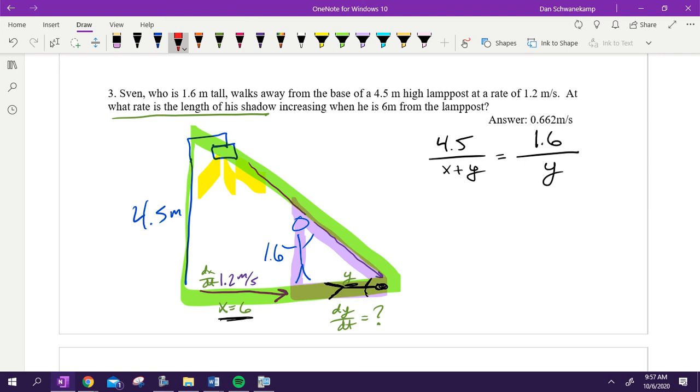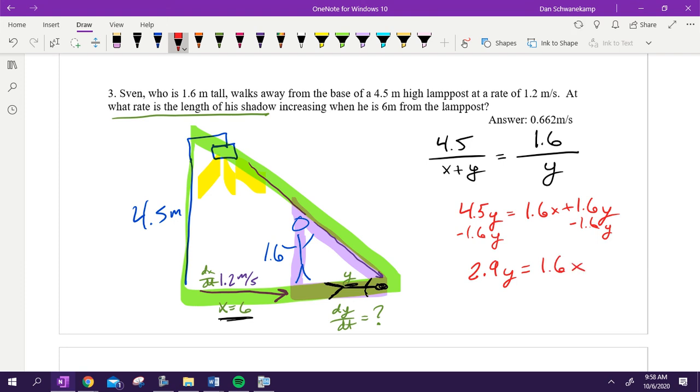So I'm going to go ahead and simplify. I'm going to cross multiply here. So 4.5y equals 1.6x plus 1.6y. I'm going to get the y's on the same side, so minus 1.6y. That gives 2.9y.